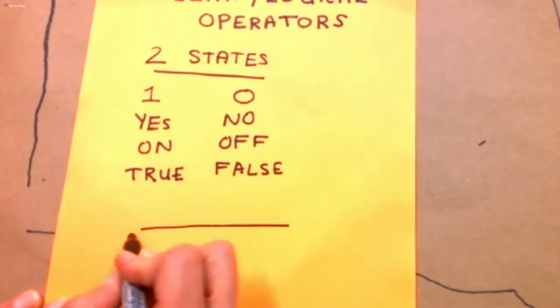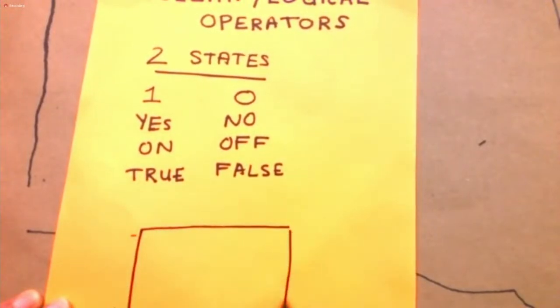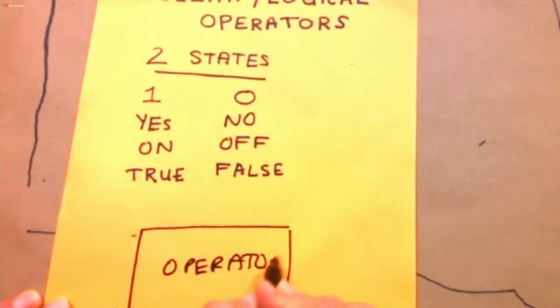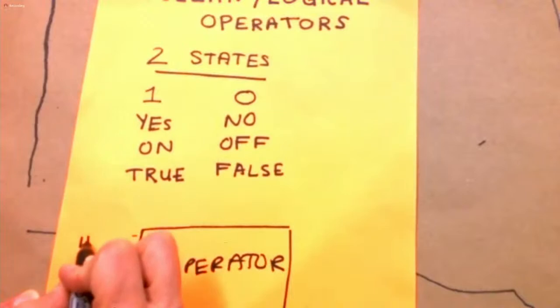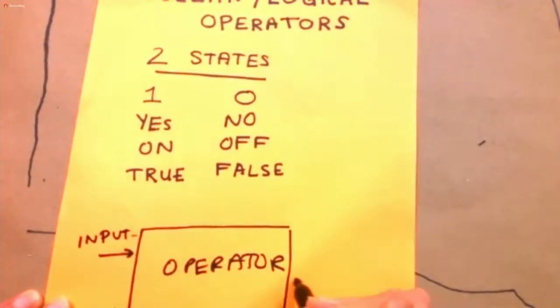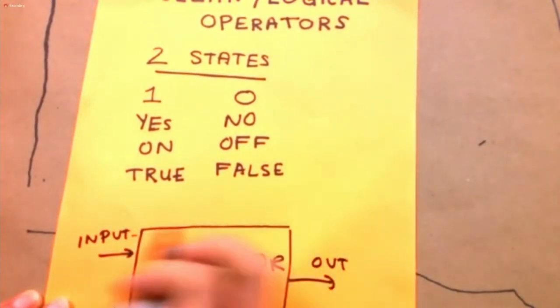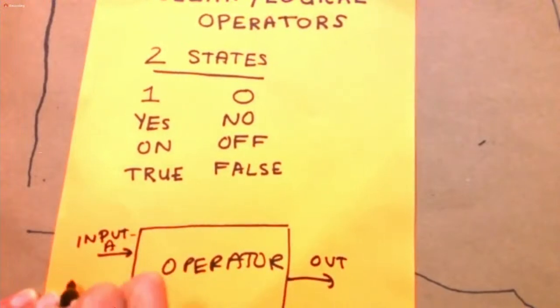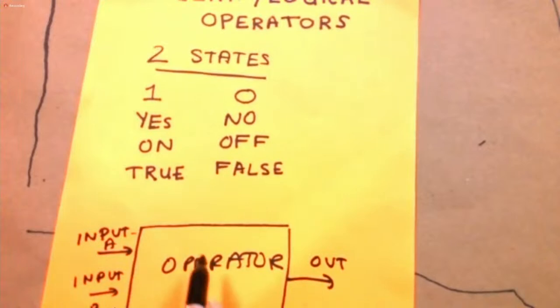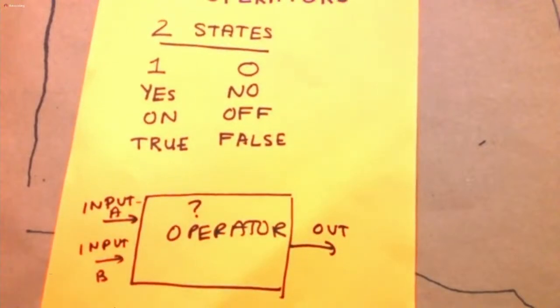So you can think of it as a box because there's different Boolean operators. And it's got input. And it's got output. Sometimes it has more than one input, so I'll put 2 here. There could be more. And there's some kind of operator in here. And again, like I said, there are multiple different operators. We're going to look at 3 of them today.